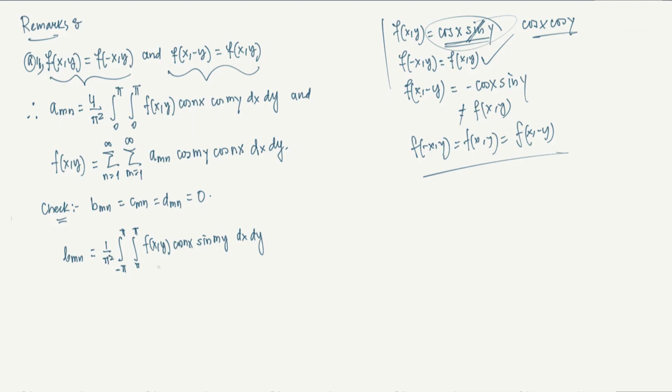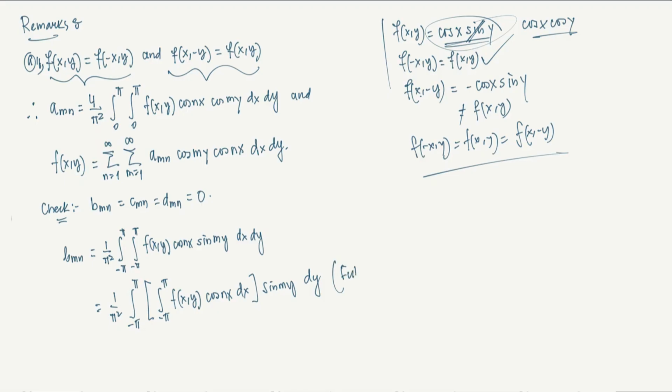If you put it here, you see what is happening. First of all, by Fourier you can do the integration first with respect to x and then with respect to y, right? So with respect to x it is 1 by pi square, integral minus pi to pi, this integral is with respect to y, and then this is minus pi to pi f of xy, for a fixed y, cosine nx dx, and then sine my dy. I hope this is clear now.